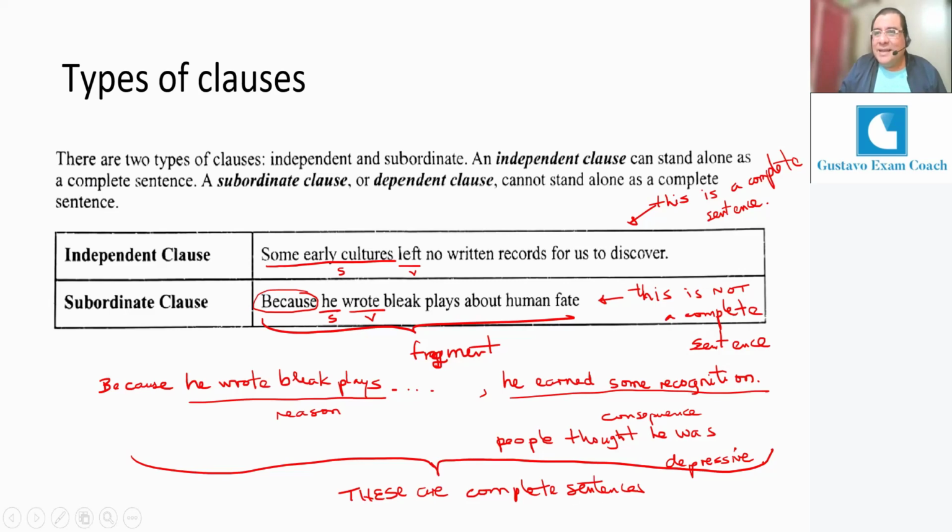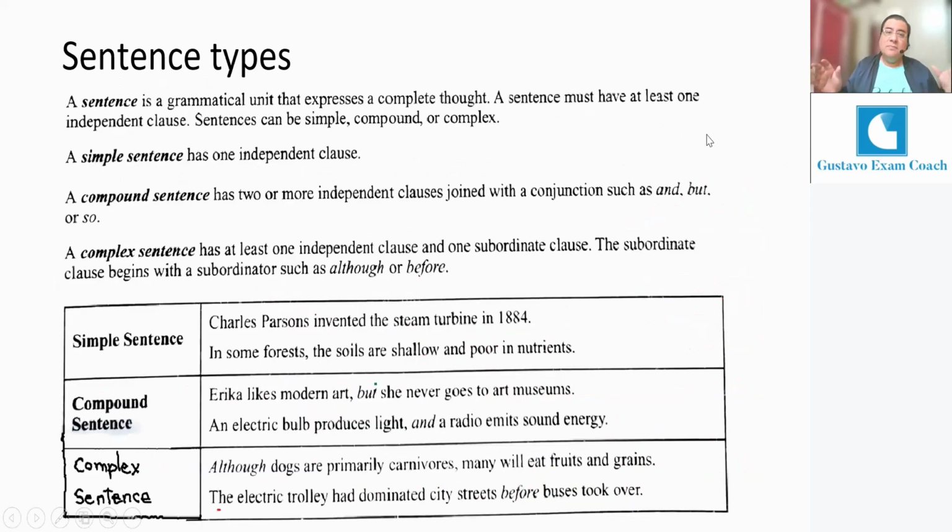Now, let's consider what the types of sentences in English are, according to the combination of different independent or dependent clauses. Okay? Based on these ideas, we have the following classification. Now, first, let's go over this definition. What is a sentence then? A sentence is a grammatical unit that expresses a complete thought. A sentence must have at least one independent clause. It could be just one independent clause or maybe more independent clauses. But sentences can have three types: simple, compound, or complex.